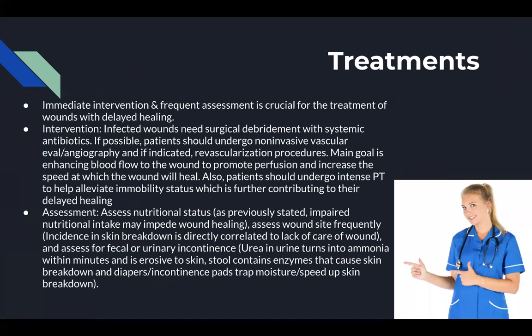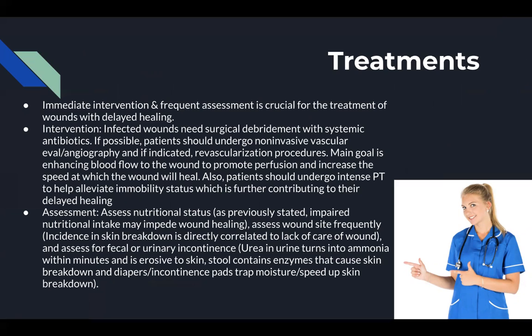Then we're going to go ahead and talk about the treatments. Immediate intervention and frequent assessment is crucial for the treatment of wounds and delayed healing. In these patients, immobility is a huge risk factor for pressure ulcer development among adult hospitalized clients. With intervention, infected wounds need surgical debridement with systemic antibiotics.